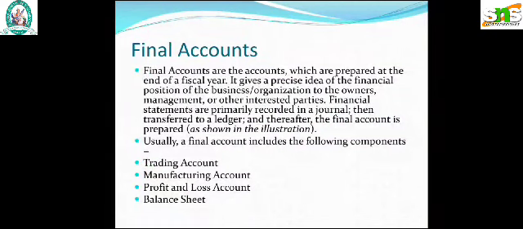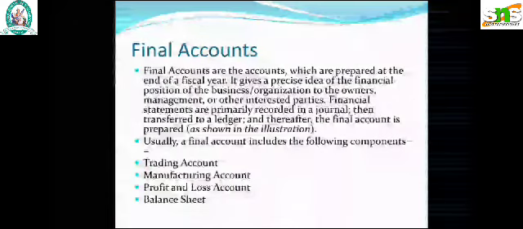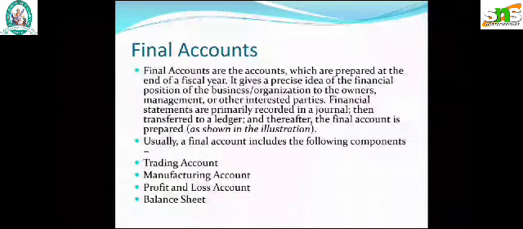Financial statements are primarily recorded in the journal and transferred to the ledger, and the last process is the final accounts. There are a few components. First one is trading account, manufacturing account, profit and loss account. Then the last process is the balance sheet.